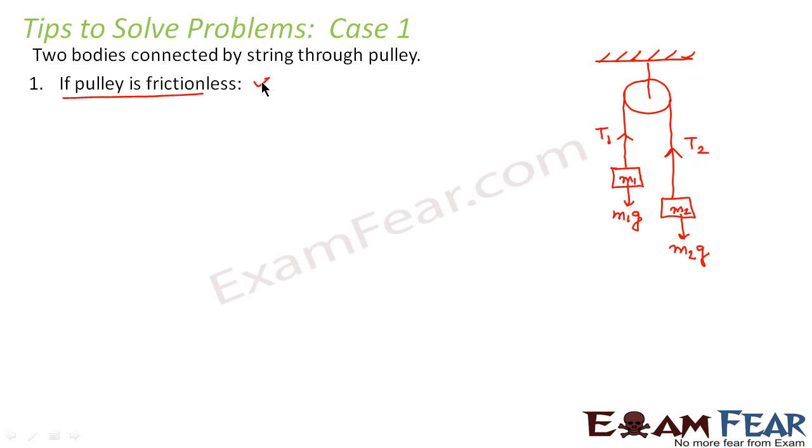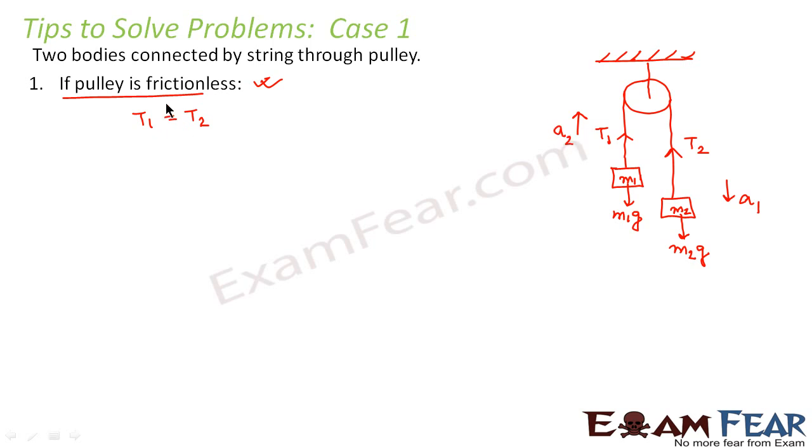In the first case, if the pulley is frictionless, in that case T1 will be equal to T2. That means the value of the tensions will be equal, even though M1 and M2 are different masses. Also, in case of a pulley problem, since a weight is acting in this direction, this body will accelerate in this direction, so it will have some acceleration, say A1. Similarly, if this body is coming down, then this will go up, so this will have an acceleration in the upward direction, let us say A2.